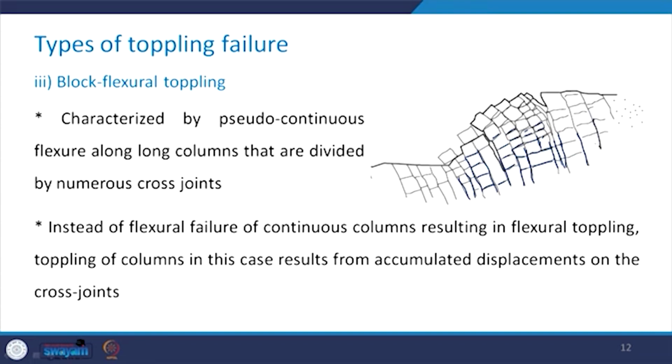So, instead of the flexural failure of the continuous columns, which was there in case of the flexural toppling, in this case toppling of the columns results from the accumulated displacements on the cross joints. So, take a look here at the cross joints. You can see the gap here in between these cross joints. So, basically the toppling will take place from the accumulated displacements on the cross joints rather than having the flexural failure of the continuous columns which was there in case of the flexural toppling.